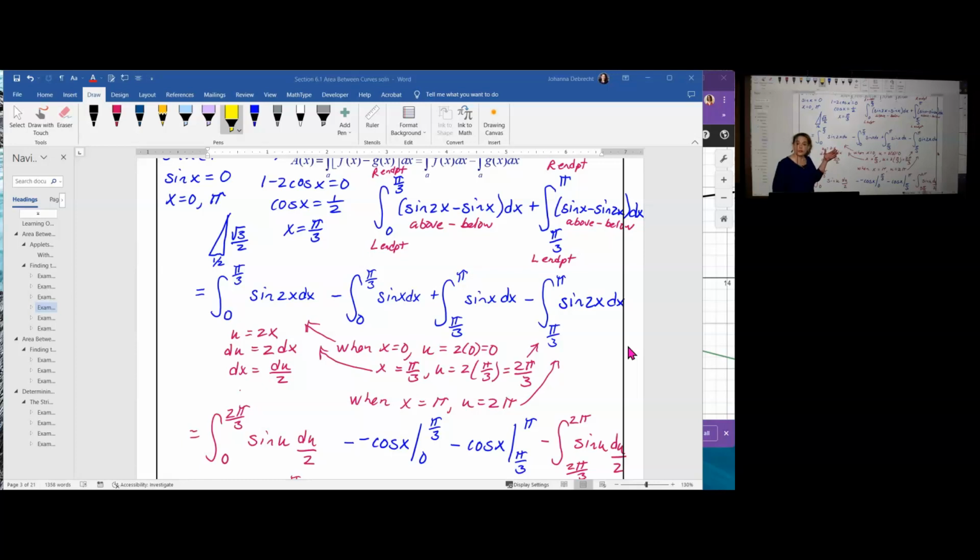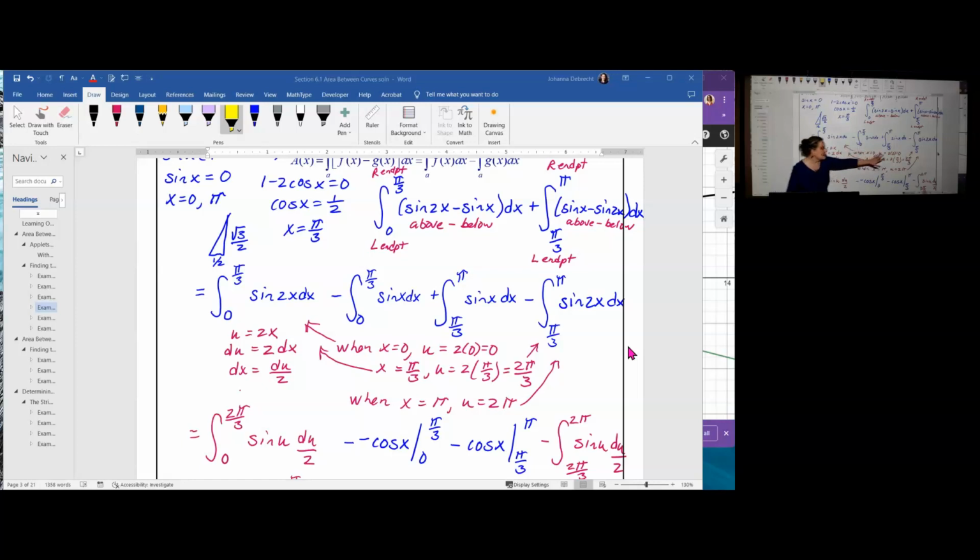But because they're both sine of 2x, I can make the substitution in both that u equals 2x, compute du to be 2 dx, and the differential dx to be du divided by 2. And I switch the limits of integration in both. On the left, from 0 to pi over 3 changes the limits of integration to 0 to 2 pi over 3.